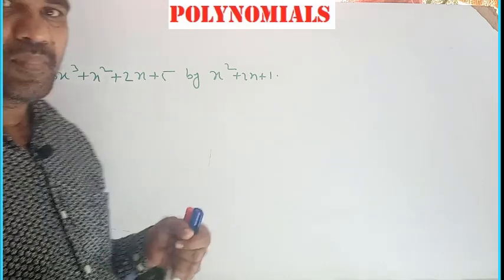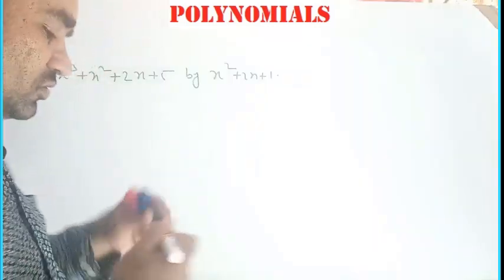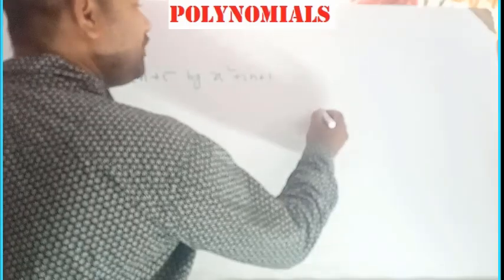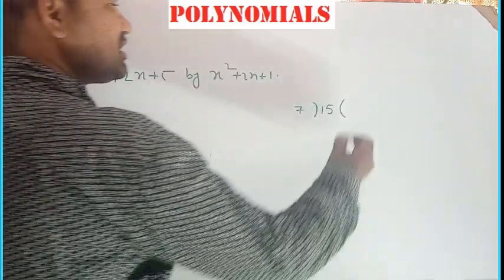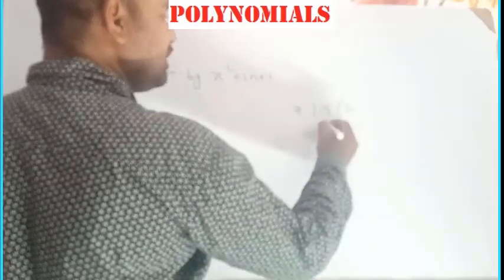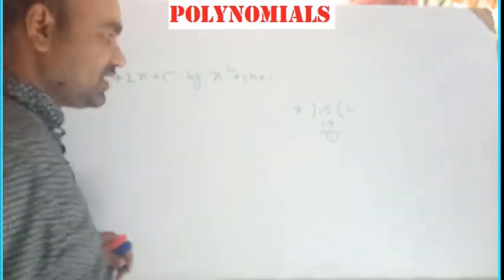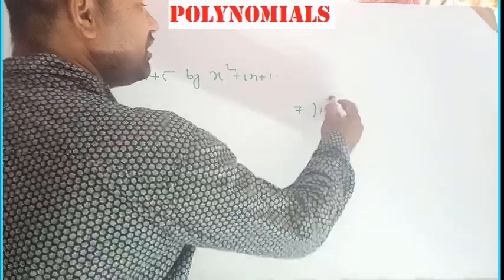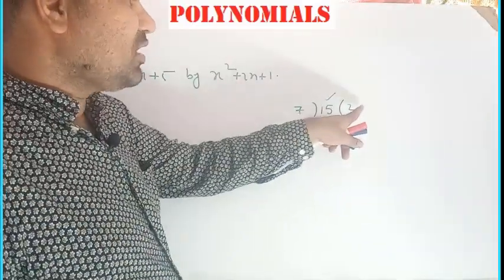Okay children, next concept is division of polynomials. So, for example, 15 is a number we want to divide with 7. 7 2s are 14, subtraction, 1 is the remainder. Here 15 is called dividend, 7 is called divisor, 2 is called quotient, 1 is called remainder.